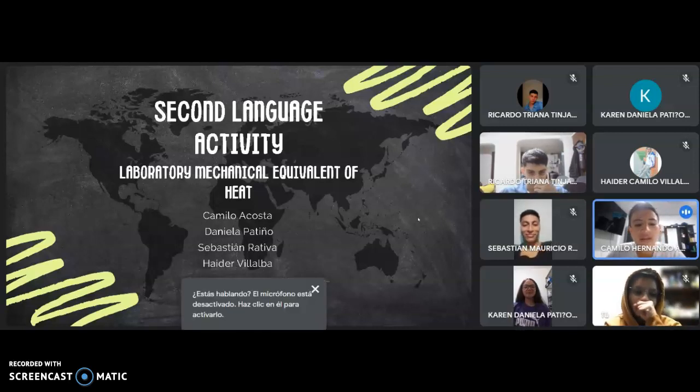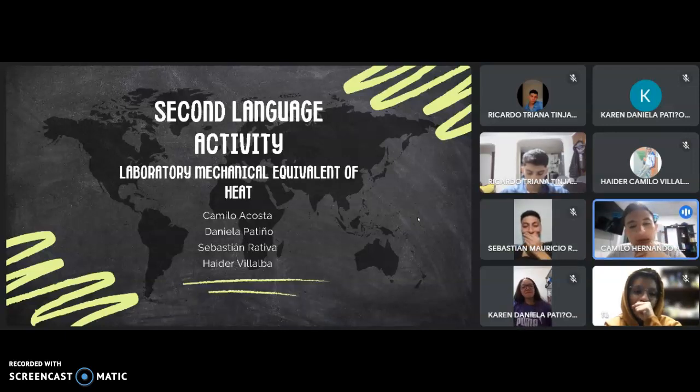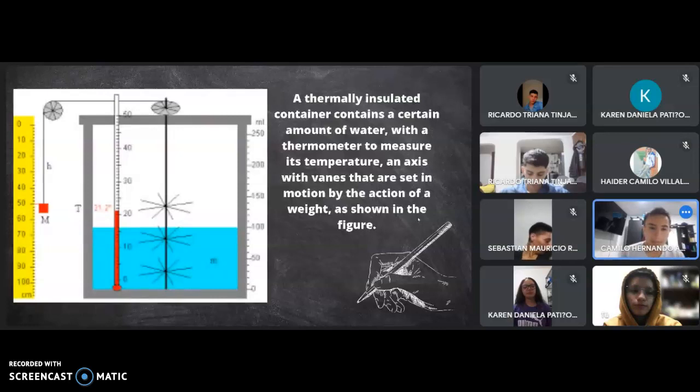And today we are here to introduce you to the heat mechanical equivalent laboratory. Next, please. Okay, a thermally insulated container contains a certain amount of water with a thermometer to measure its temperature, along with vanes that are set in motion by the action of a falling weight, as shown in the figure. Next, please.